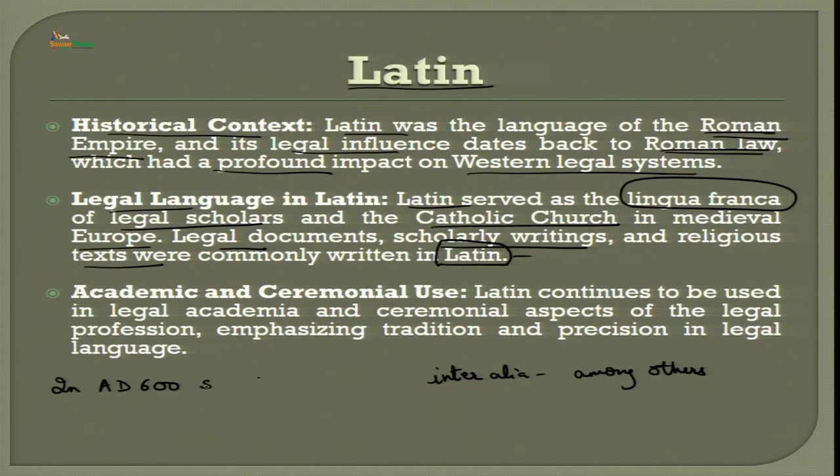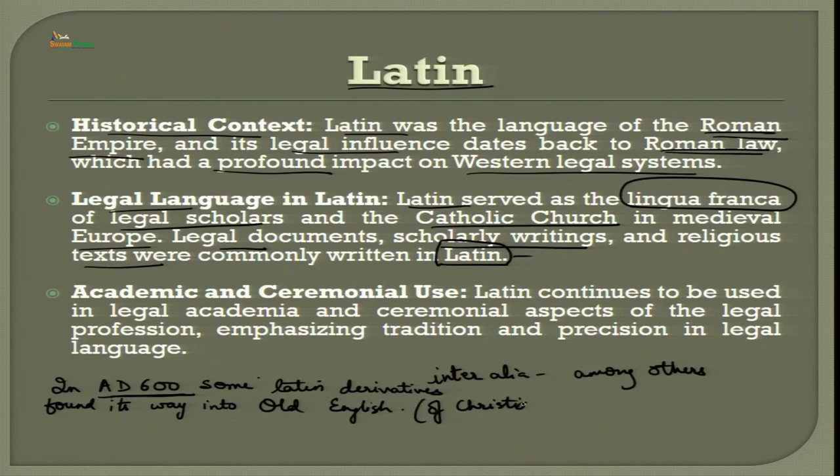In AD 600 some Latin derivatives found their way into Old English. So here you will see the amalgamation of Latin in Old English. We find a mixture of everything here, and in AD 600 it happened basically because of Christianity and Christian worship.